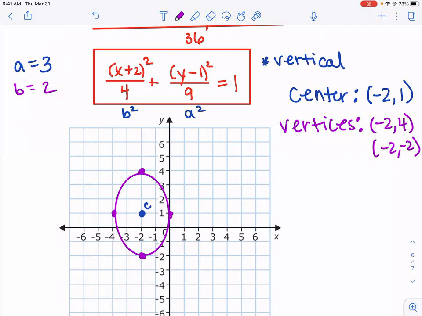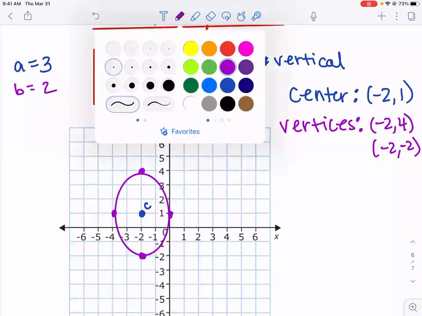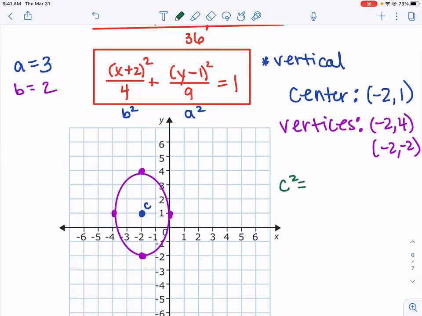Okay. All right, now we also need our foci. C squared is a squared minus b squared, which would give us square root of 5. If I were to measure out the square root of 5, what's the perfect square that 5 is the closest to? 4, the square root of 4, which is 2. So square root of 5 is just going to be a little bit more than 2.